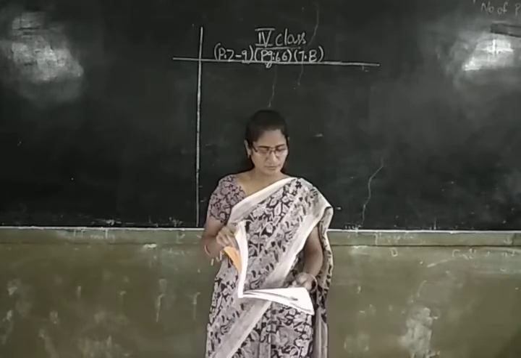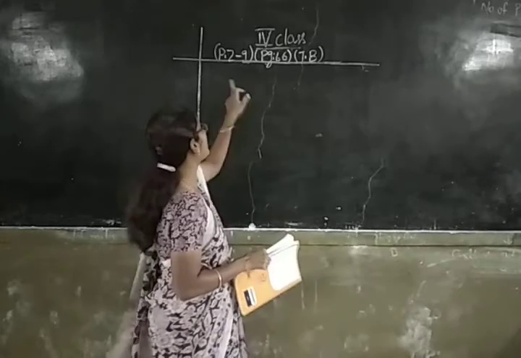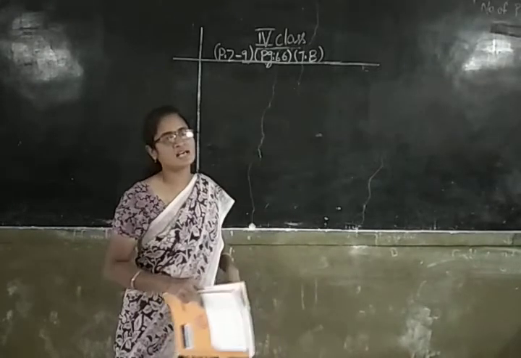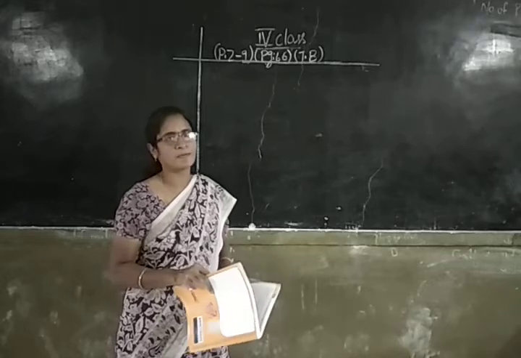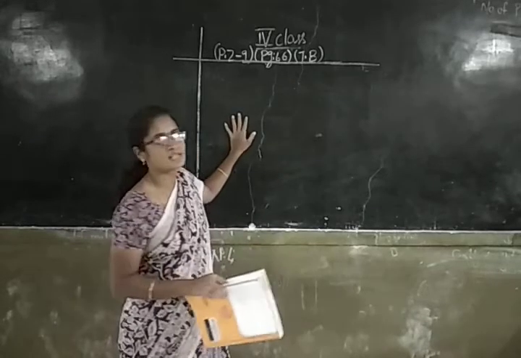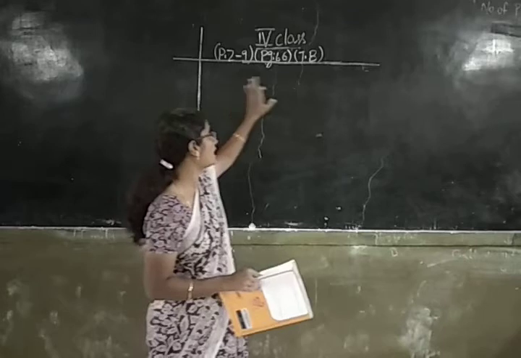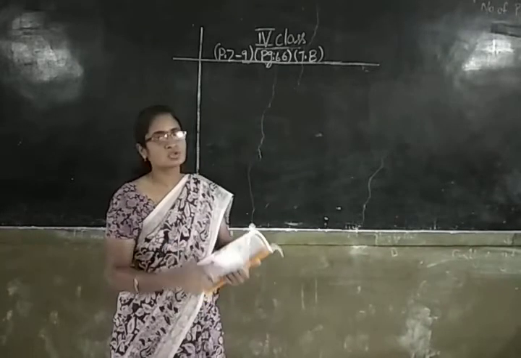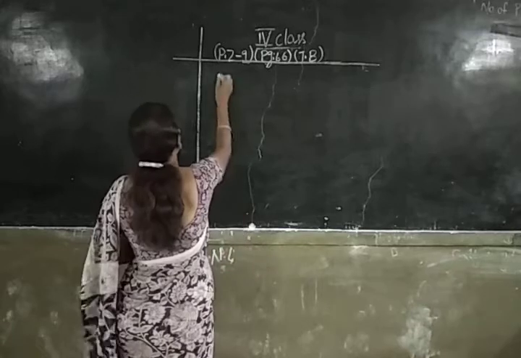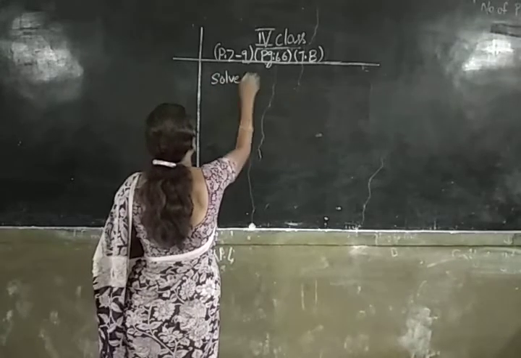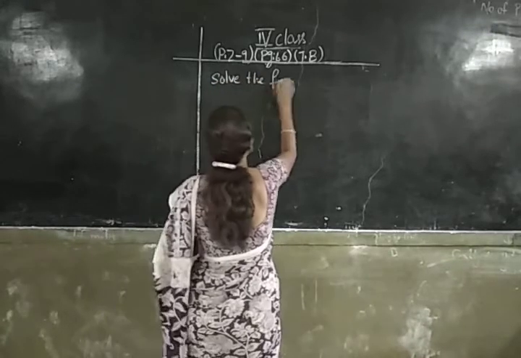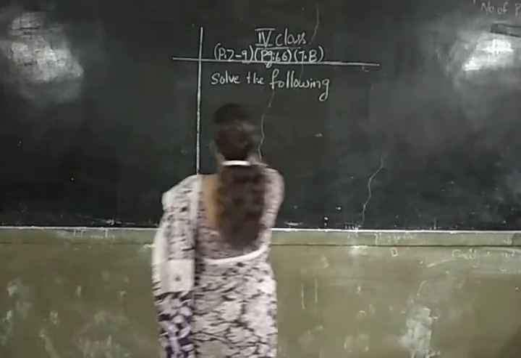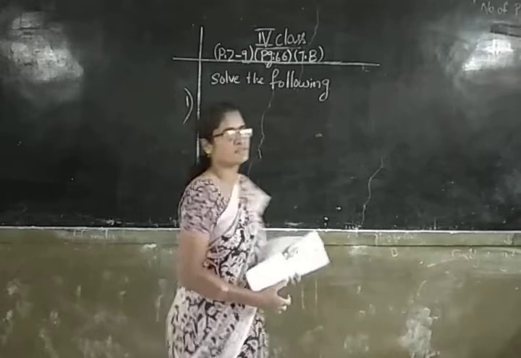Today we are going to do practice zone 9 on page number 66 of the textbook. In the previous class we filled the blanks using the properties of multiplication. Today let us do the story problems. Solve the following. Now I am going to read the first question.